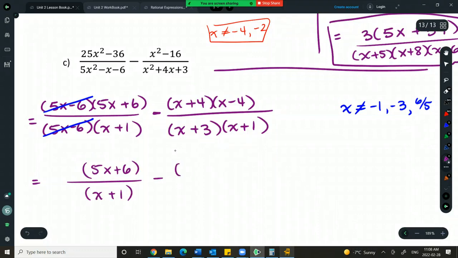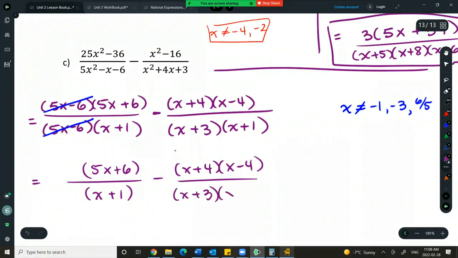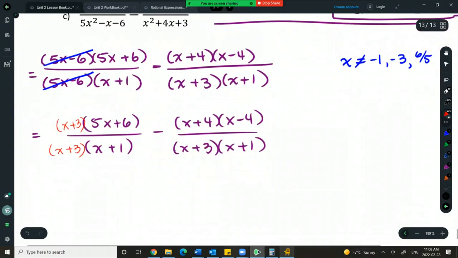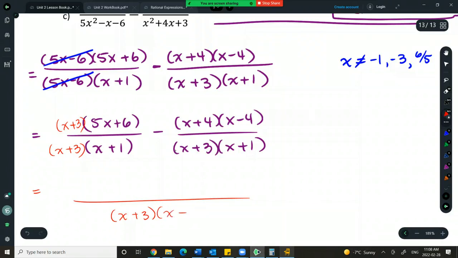Okay, so now that we've canceled those, we will go and we will find a common denominator. Each side needs what the other side has. So they both have the x plus 1, but the left side needs what the right side has. So the left side will need x plus 3 on top and bottom. Okay, merge this together in a single fraction, keep the denominator, and you're going to add those numerators together. Just kind of like smushing these together in one fraction.